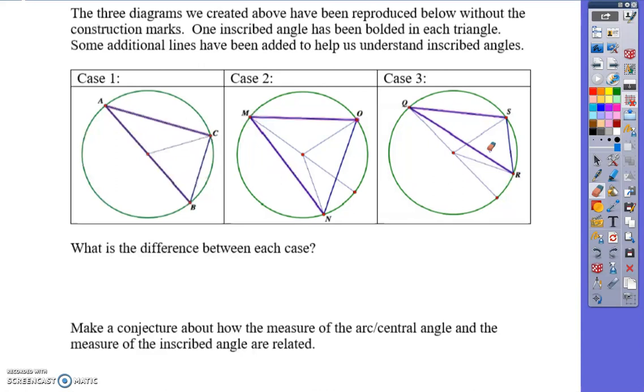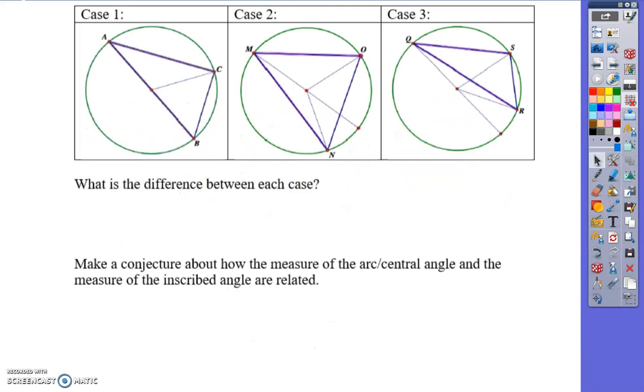It is important to look at these three because of the way the circle came to be. Make a conjecture about what we did yesterday, about how the measure of the arc is related to this inscribed angle. I just said it at the start of the video, so if you want to back it up, you can. So pause the video and make your conjecture.